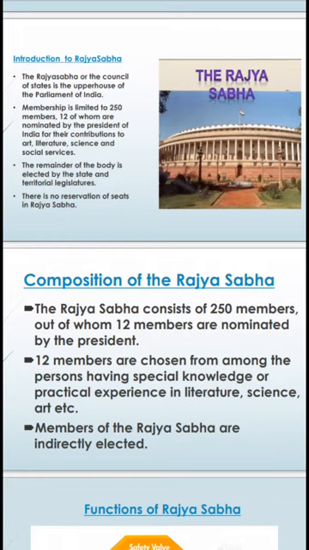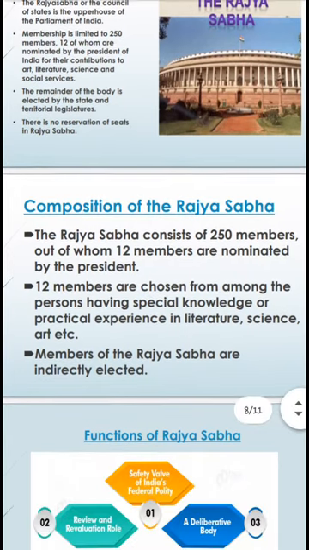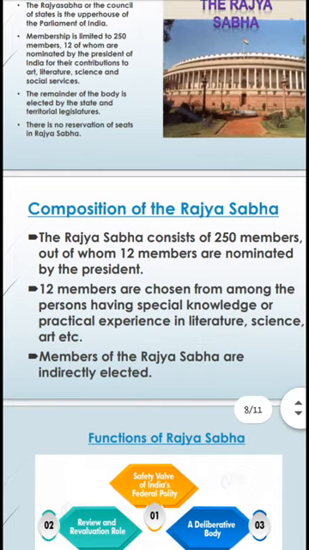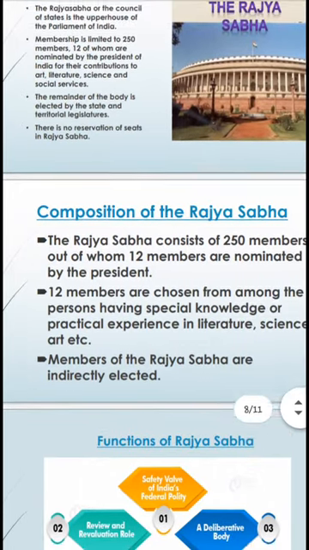The Rajya Sabha, or the Council of States, is the upper house of the Parliament of India. The membership is limited to 250 members, 12 of whom are nominated by the President of India for their contributions to art, literature, science and social services. The remainder of the body is elected by the state and territorial legislatures. There is no reservation of seats in Rajya Sabha.